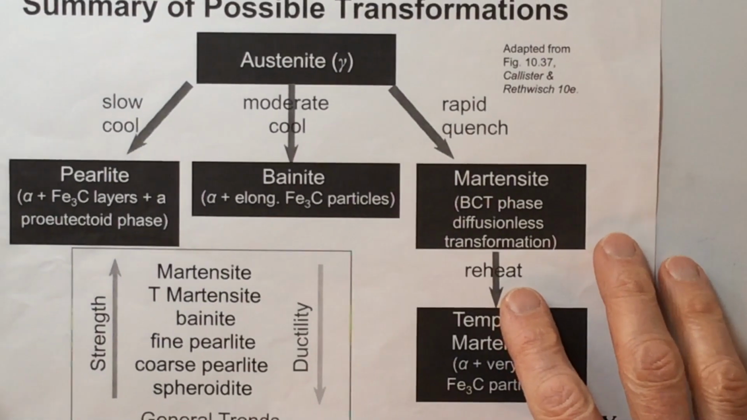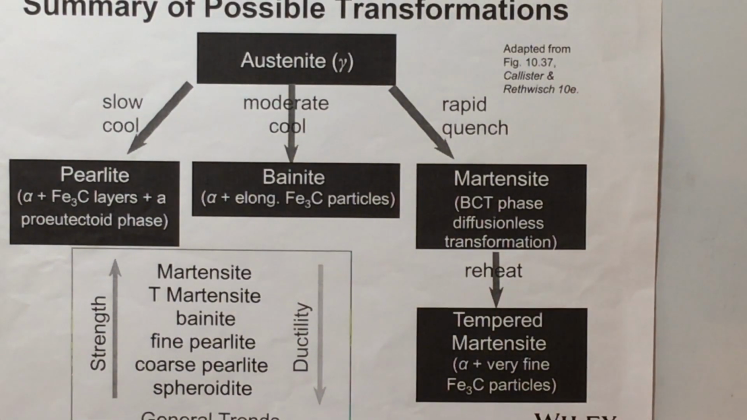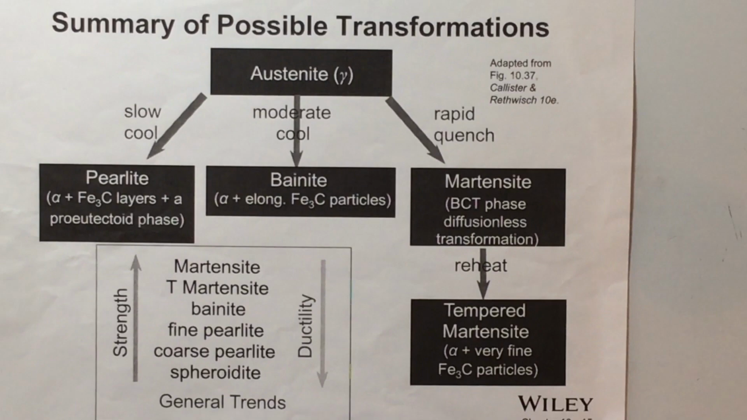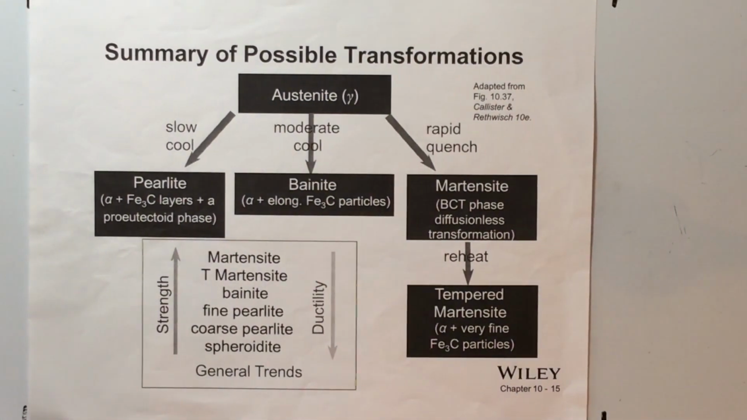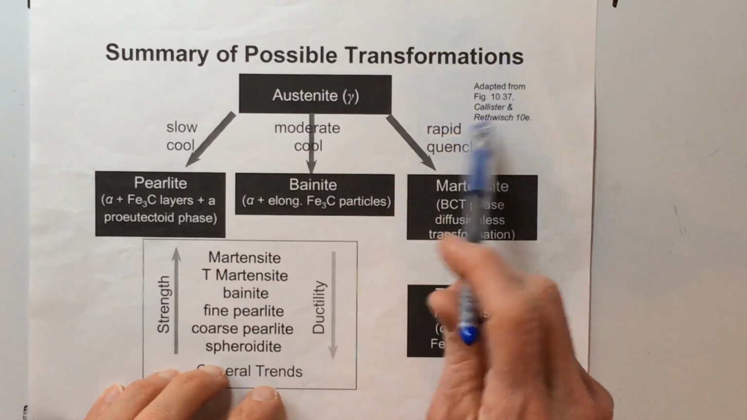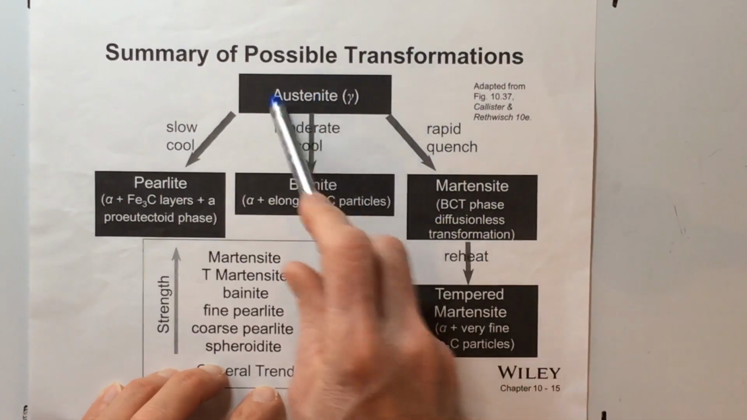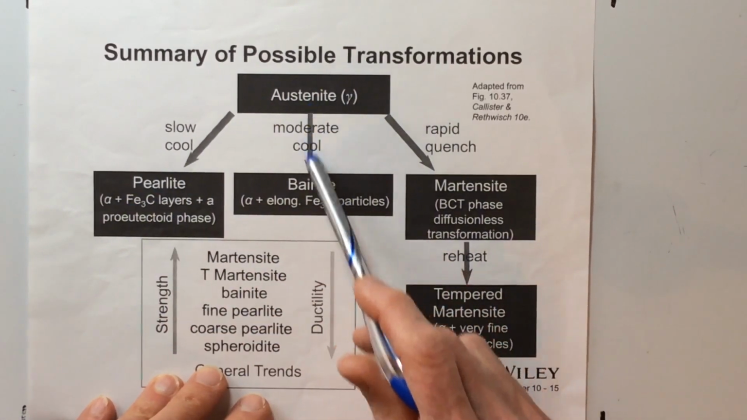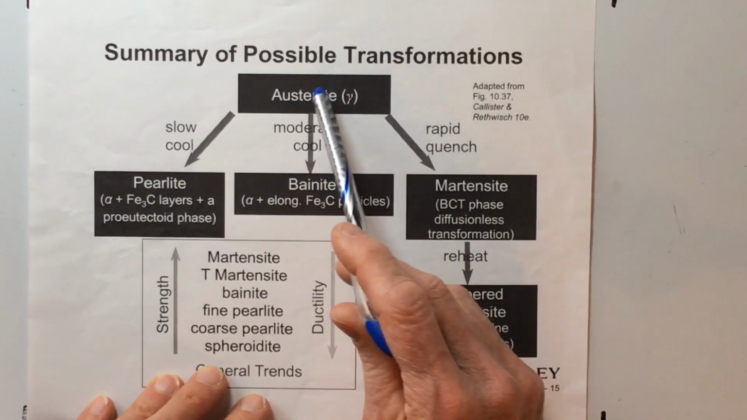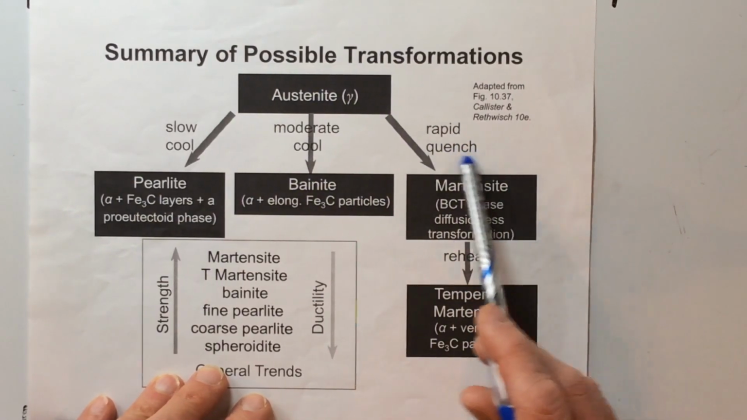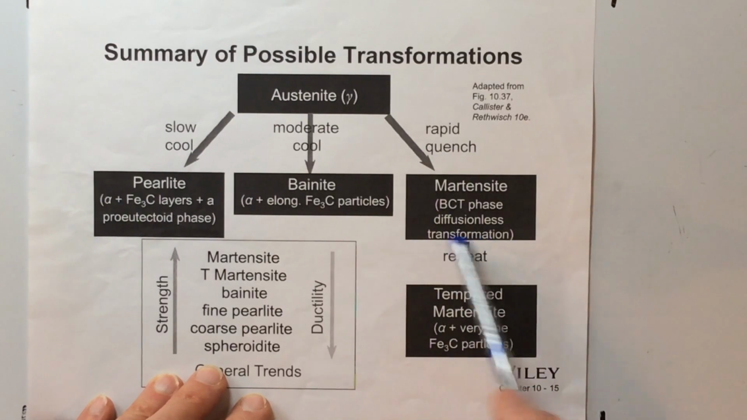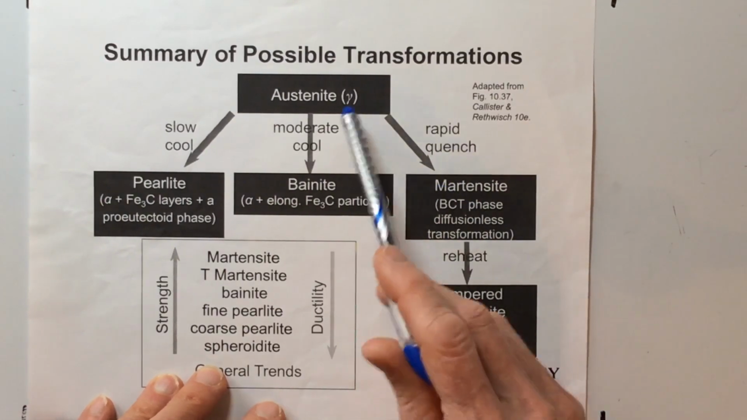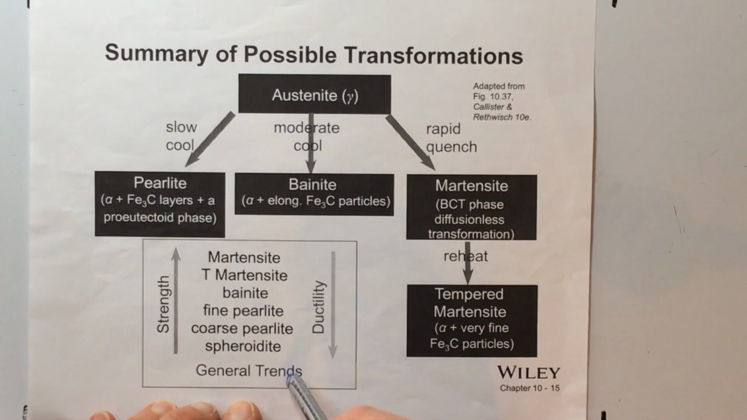I've got another table here to show you what that looks like. So if we look at that, all right, let me make that a little bit bigger. There we go. So this shows possible transformations from one of those diagrams. First we start with austenite. If we do a slow cool, I showed you how we could get pearlite. We did a moderate cool, we could get bainite. If we get a really rapid quench, a very aggressive quench, usually with brine or something, we'd come up with martensite.